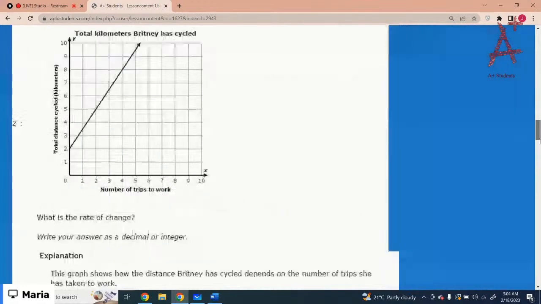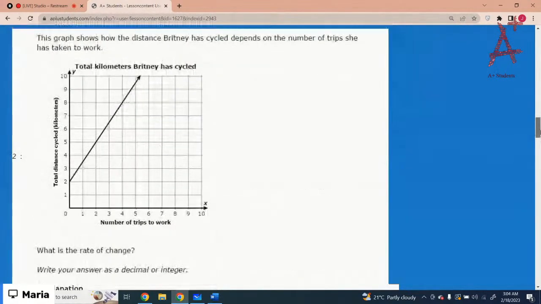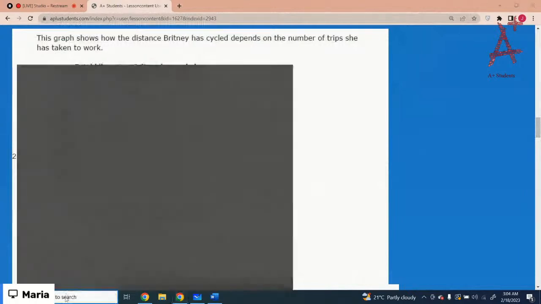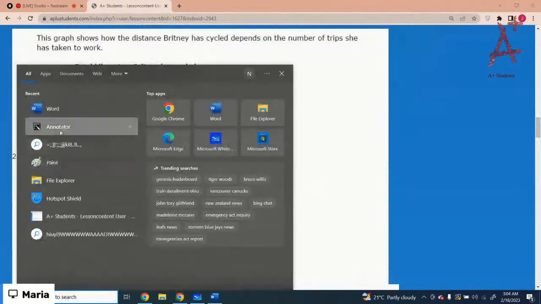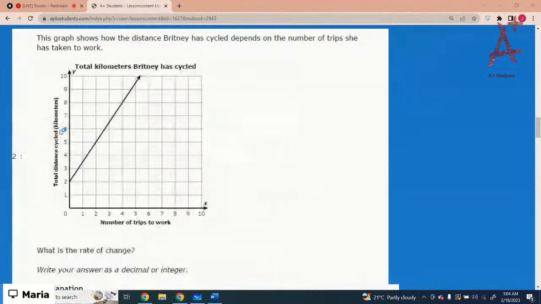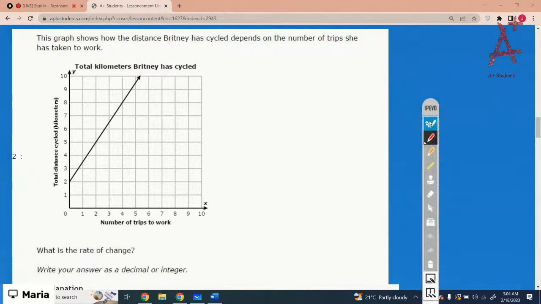Let's do the next one on the board. Okay, here is the graph. I'm going to select any 2 points on the graph. Then we're going to calculate the change, like the slope of the graph. So here is the first and here is the second one. I'm going to use these 2 points to find the slope of the graph.